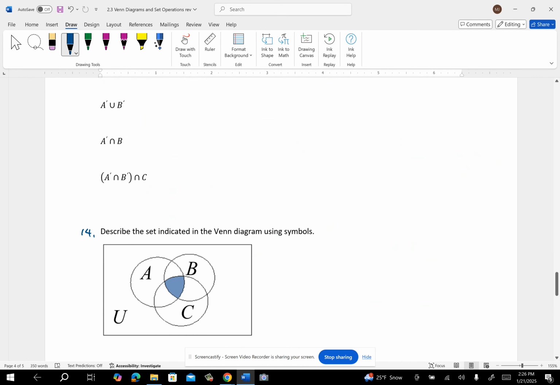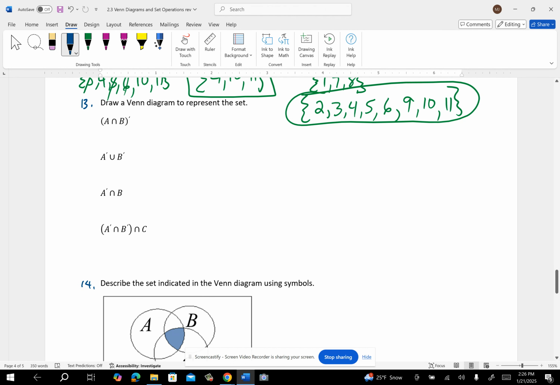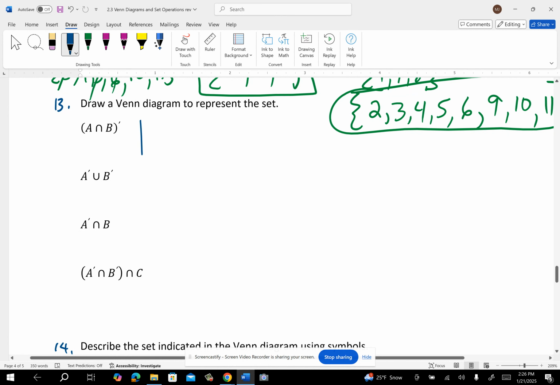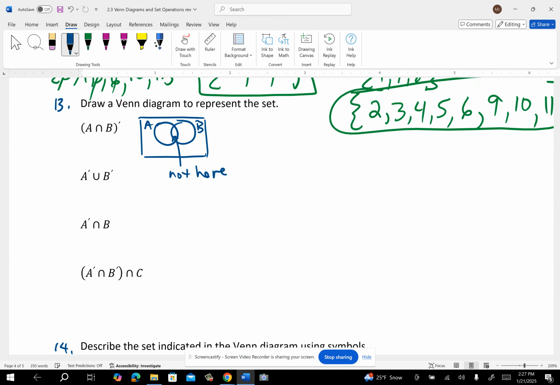All right, now here we're being asked to draw a Venn diagram to represent the set. This can take a little work, like sometimes I have to do some scratch paper on it. This one wouldn't be bad though. If I want the complement of the intersection of the two sets, then I just want to not be there. So let me just say that, not here in the middle. So that means I would be outside of that little middle area. Just not in that middle area.